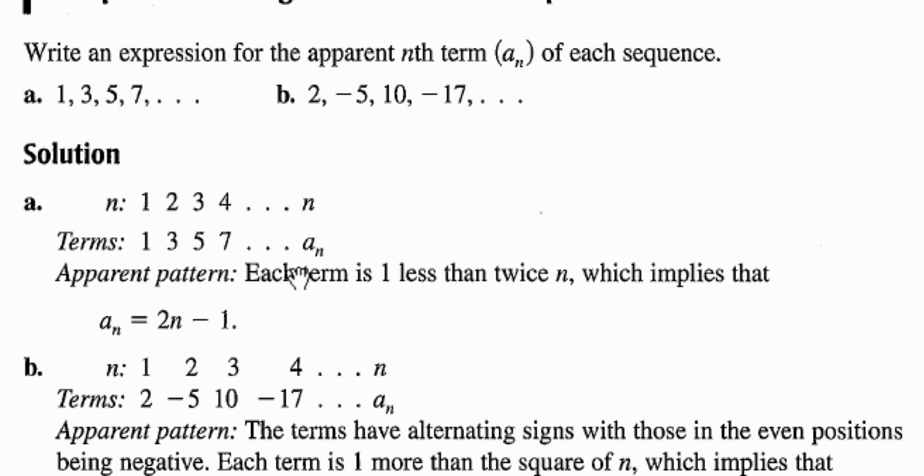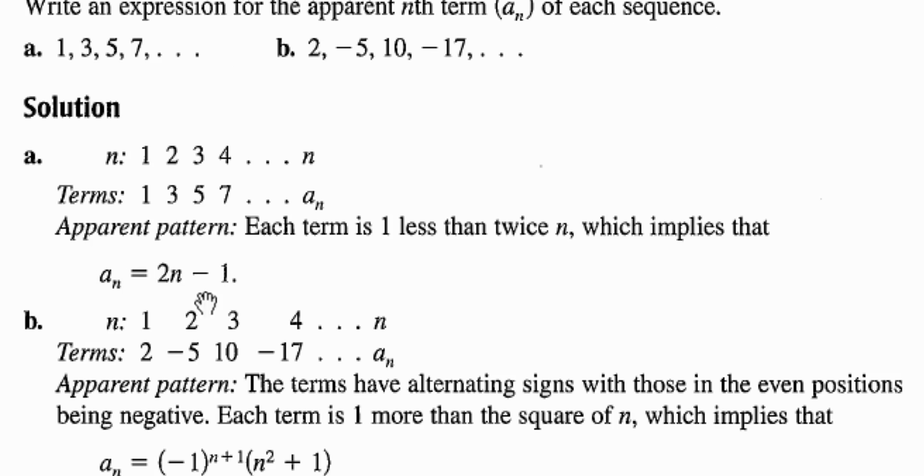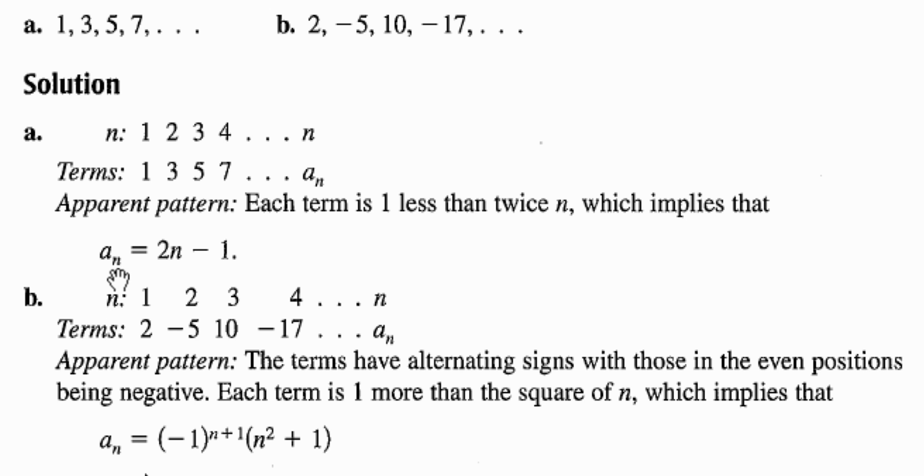Well, there's a pattern emerging, and each time you increase up to the next number, each term is one less than twice the number. So for example, 2 times 1 minus 1 is 1. 2 times 2 is 4 minus 1 is 3. 2 times 3 is 6 minus 1 is 5. 2 times 4 is 8 minus 1 is 7. So it seems that the apparent pattern would say that a sub n, that's the nth term, is equal to 2n minus 1.